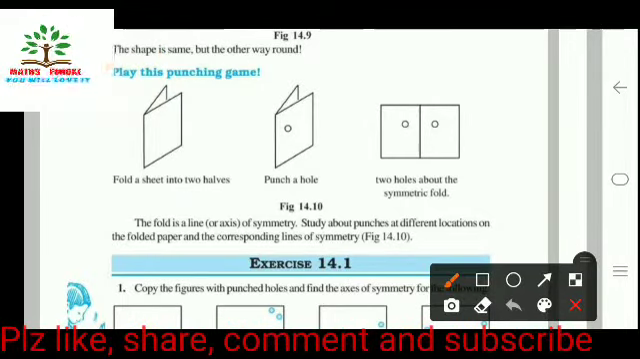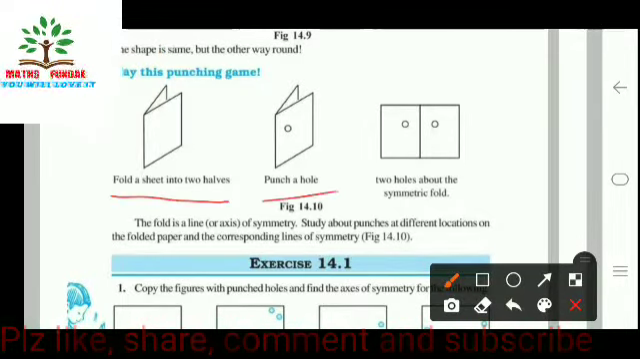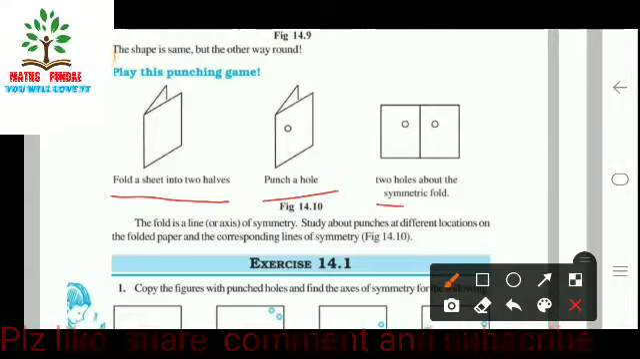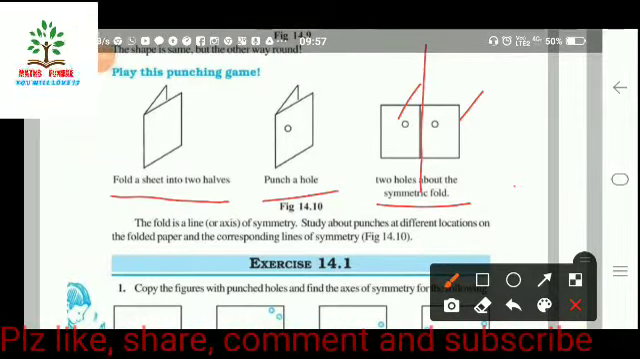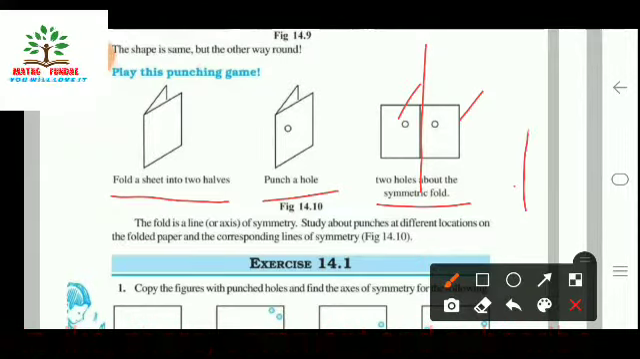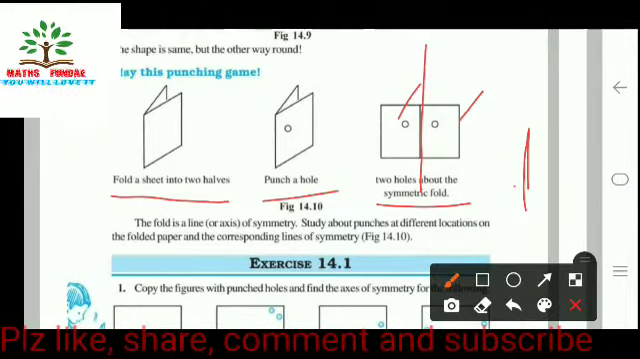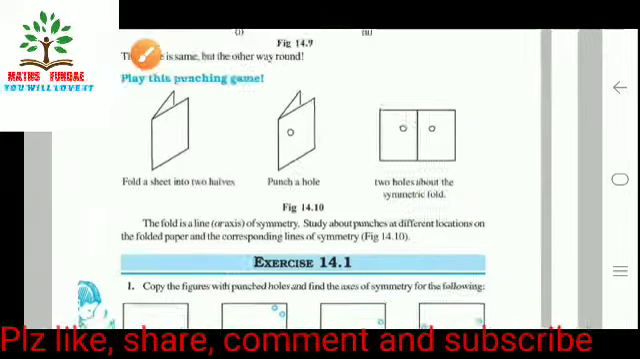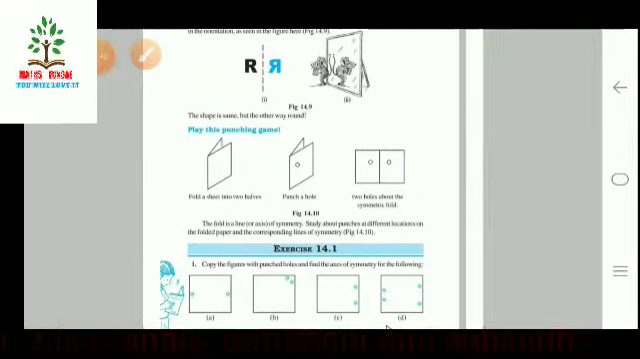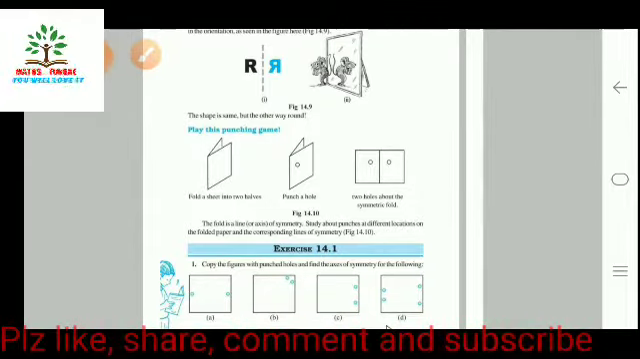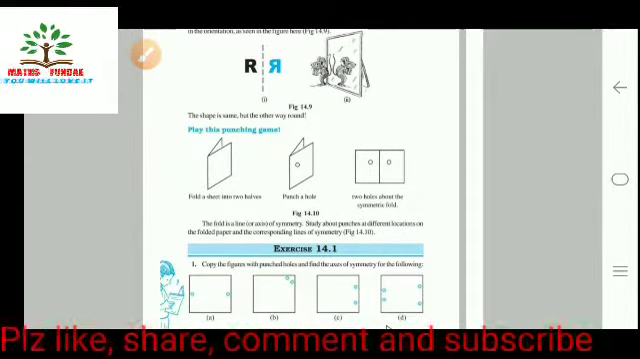Okay, so looking here, now they are saying fold a sheet in two halves and play this punching game. Punch two holes about the symmetrical fold. We can see this is the line of symmetry here. Then the next thing is, based on this, we have exercise 14.1. Soon after the introduction and telling you about the line of symmetry, angle of rotation and other things, we'll start the exercise.